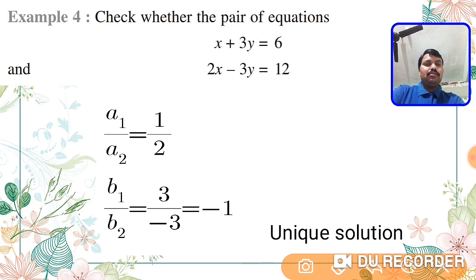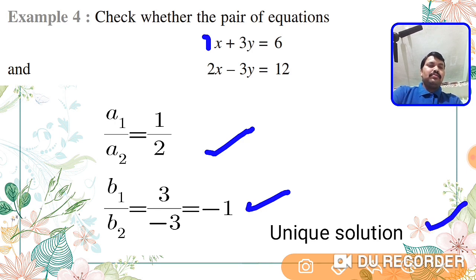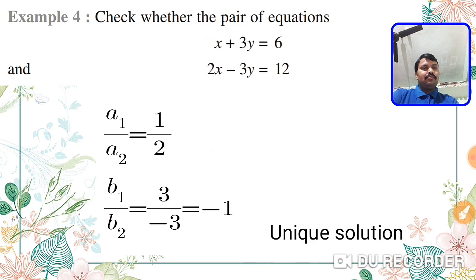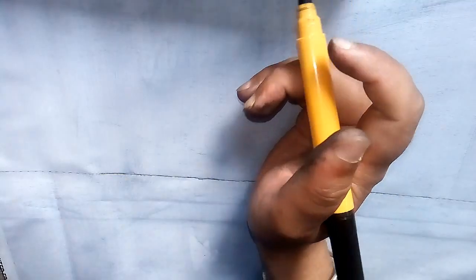So let us see their behavior with the help of the ratios. Here the ratio of a1 upon a2, because the coefficient of x is 1, so it will be 1 upon 2, and b1 upon b2 is 3 upon minus 3, which is equal to minus 1. So the pair will have a unique solution. So dear students, we discussed that unique solution with the help of the graphical method in our previous slide. Now let us see how to apply these conditions with the help of one question from your NCERT exercise.